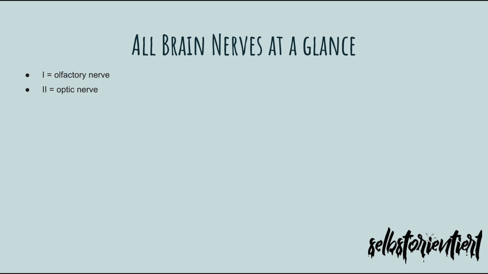Obviously, its type of fiber is sensitive. It passes through the lateral geniculate nucleus of the thalamus. So now you have the first thing which interacts with the thalamus, in contrast to the olfactory nerve. Let's get started with the third nerve.